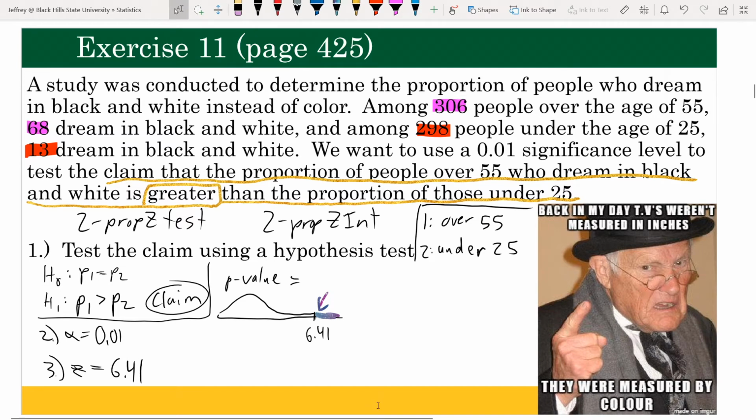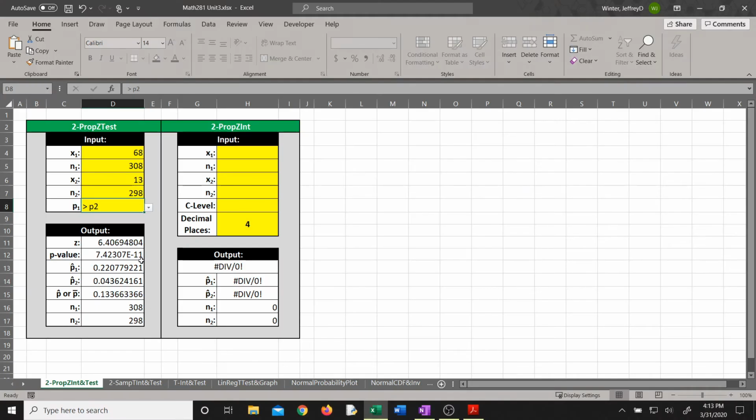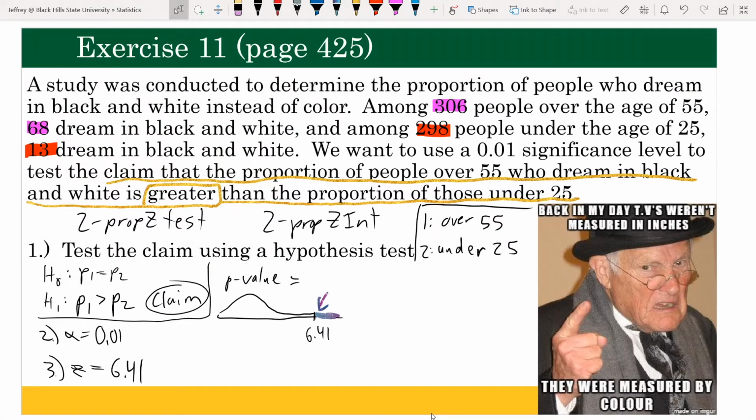Now, one thing I have to be careful of is the p-value is always a probability. It's the probability of having a test statistic as unlikely as 6.41, or in this case, larger than 6.41. Since it's a probability, it's always got to be between 0 and 1. Now you have to be really careful because our p-value actually has e-11, which basically means it's scientific notation where we take that decimal place and move it to the left 11 places. So this is a number very, very close to 0. If I were to round this to 4 decimal places, it would actually end up being 0.